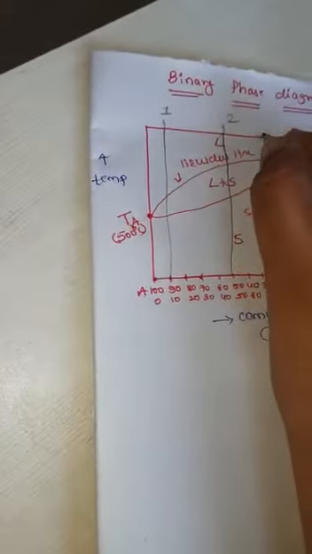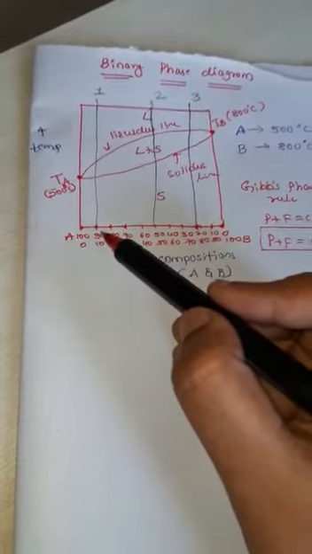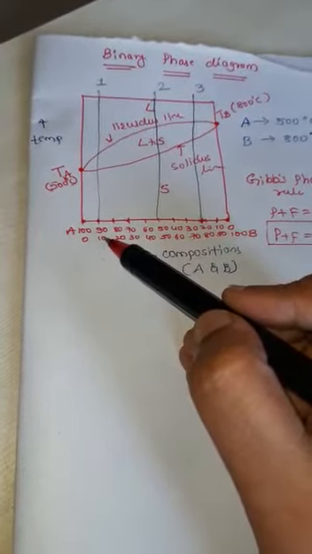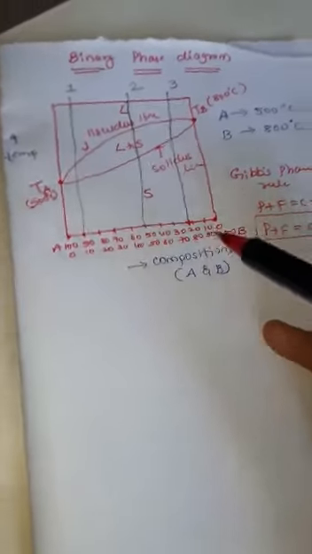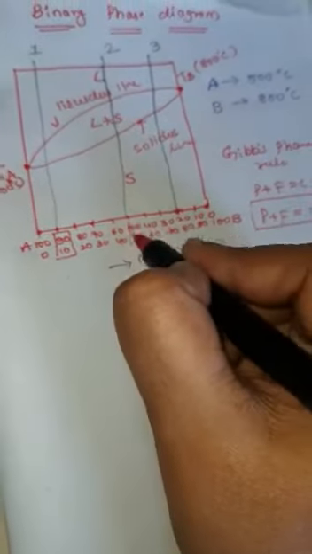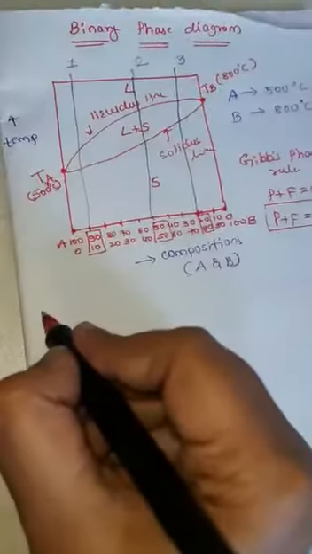This is first and this is the second. Now I will draw one more line at 20% of A and 80% of B. So the first line is 90% of A and 10% of B, the second line is 50% of A and 50% of B, and the third line is 20% of A and 80% of B. Here 90 plus 10 is 100, 50-50 is 100, and 20 plus 80 is equal to 100.